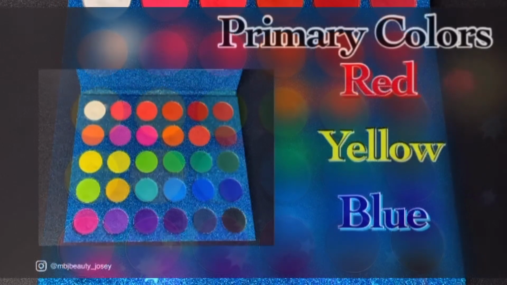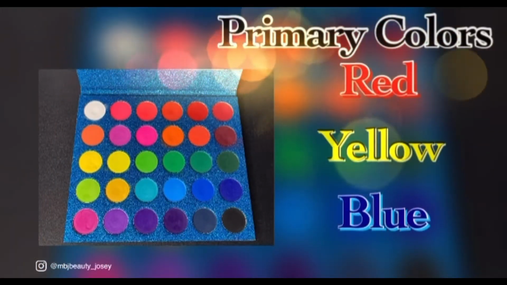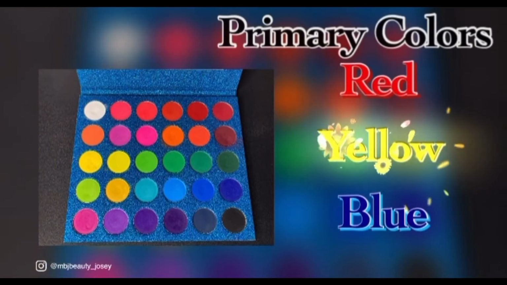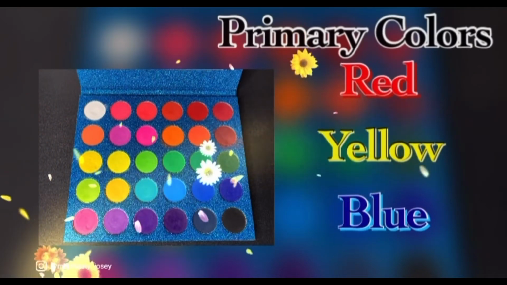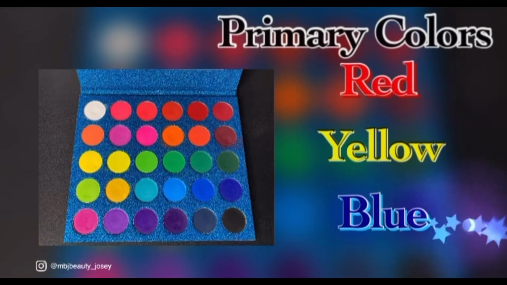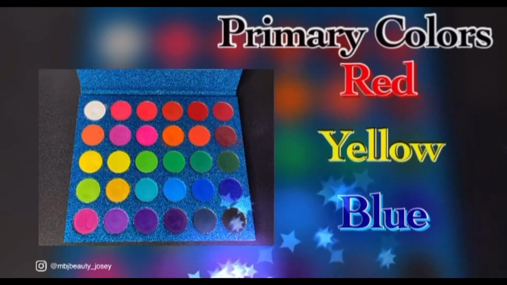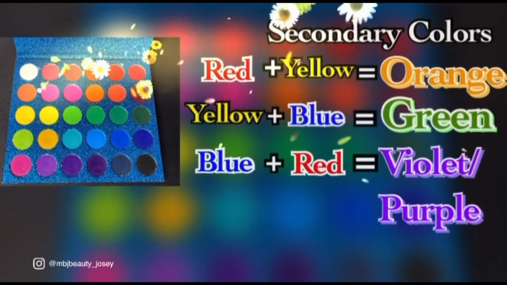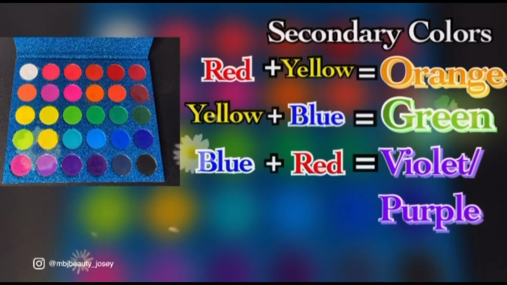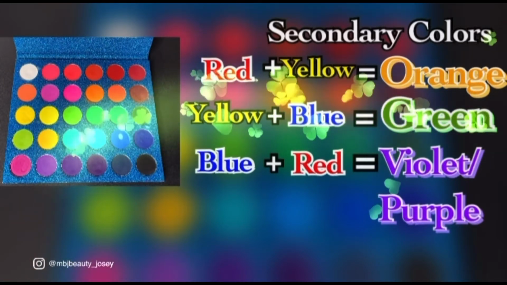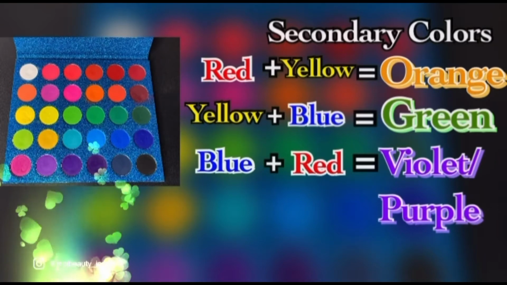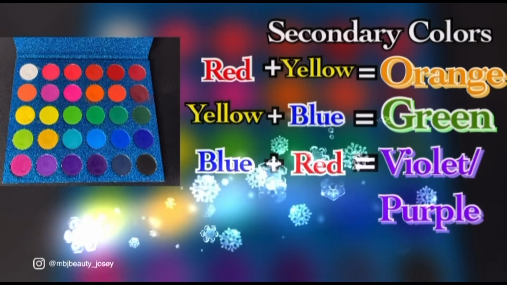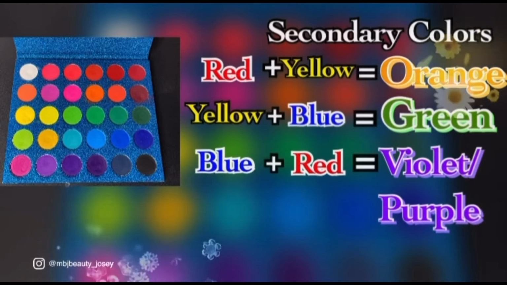So fam, you need to know the primary colors and the secondary colors. So in this case, the primary colors are red, yellow, and blue. And so mixing any two of the primary colors is going to give you a secondary color. And so mixing red and yellow is going to give you an orange. Mixing yellow and blue is going to give you a green. And mixing blue and red is going to give you a violet or a purple. And mixing all the primary colors is going to give you a black.